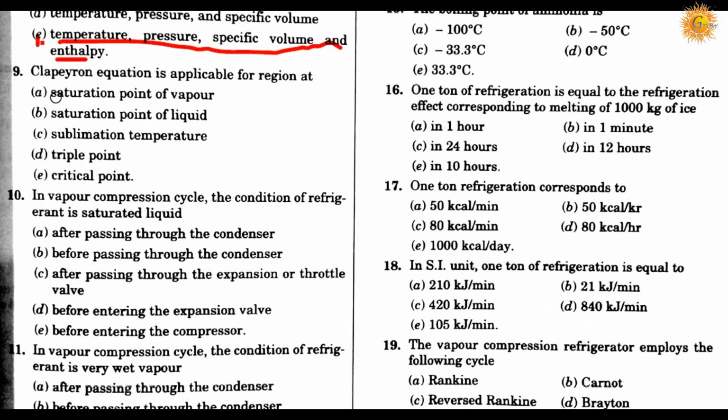Question number 9. Clapeyron equation is applicable for region at option A, saturation point of vapor. Option B, saturation point of liquid. Option C, sublimation temperature. Option D, triple point. Option E, critical point. So the correct answer is A. It will be saturation point of vapor.